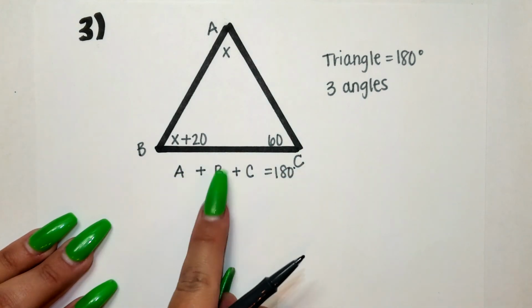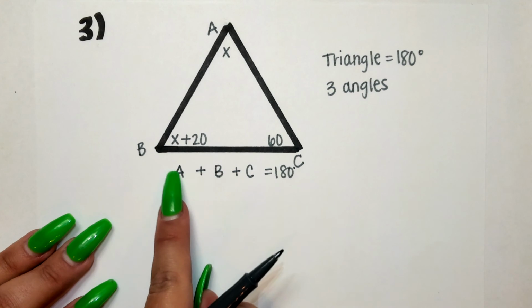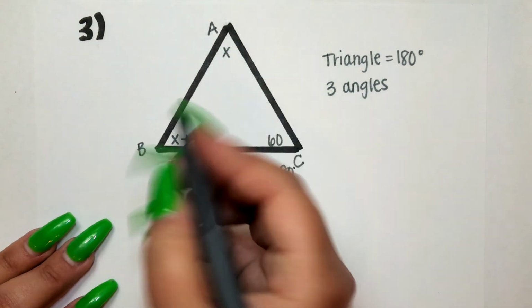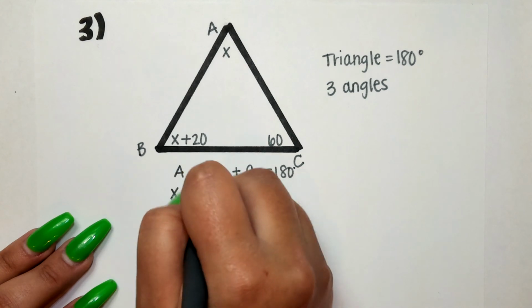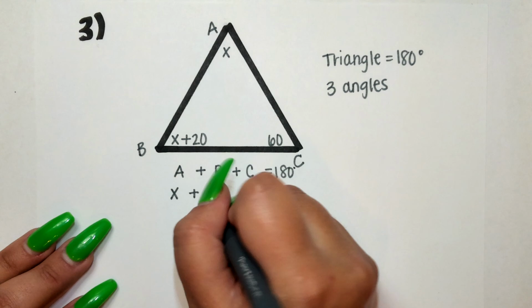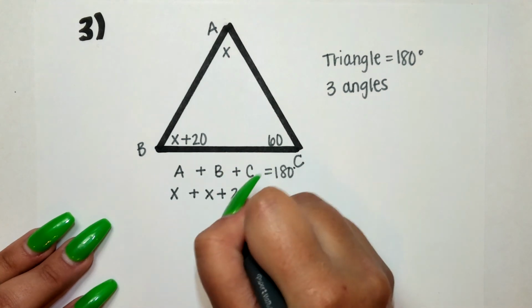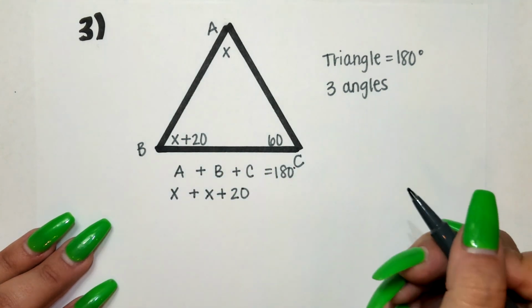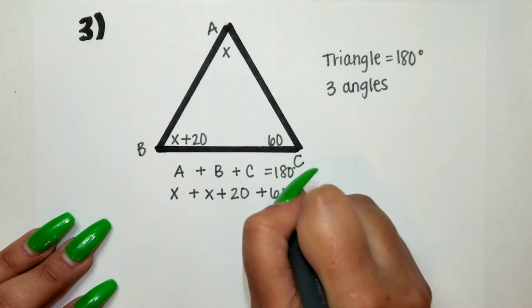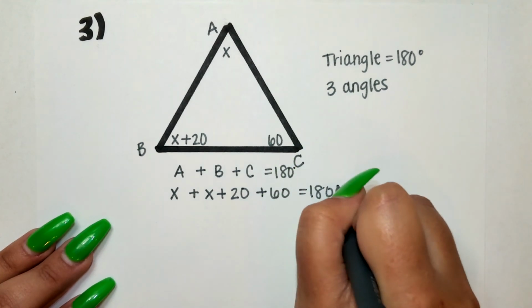So I have 1, 2, 3 angles. So angle A, so now I'm just going to fill it in. Angle A is X. So I have X and then bring down my plus sign. Then B is X plus 20. So X plus 20. Then angle C is 60. So I have plus 60 equals 180.